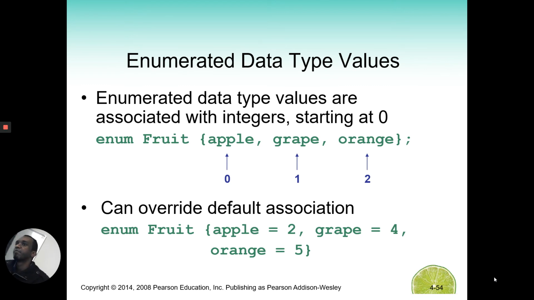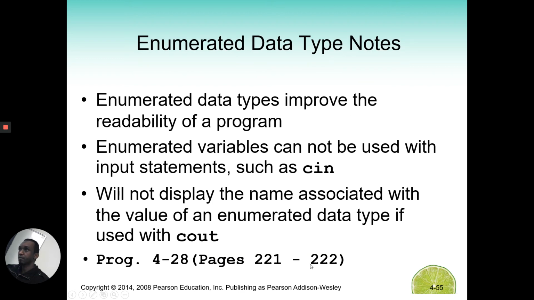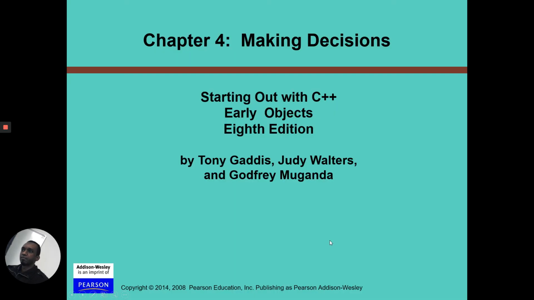So enumerated data type values are associated with integers starting at 0. So similar to arrays. So the first one is a 0, the second one is a 1, and so forth. You can override the default association. So instead of 0, you can say apple is in position 2, grape is 4, orange is 5, and so forth. So enumerated data types improve the readability of a program and cannot be used with input statements such as cin. It will not display the name associated with the value of an enumerated data type if used with a cout.